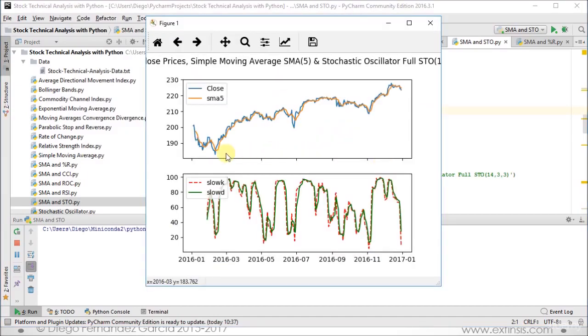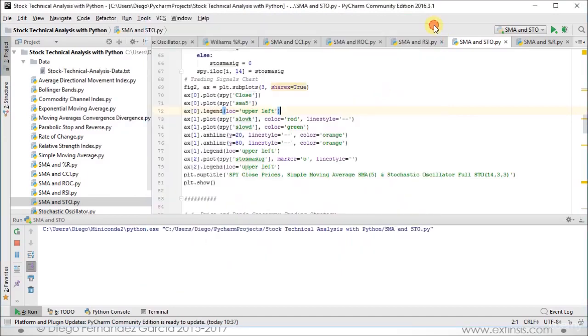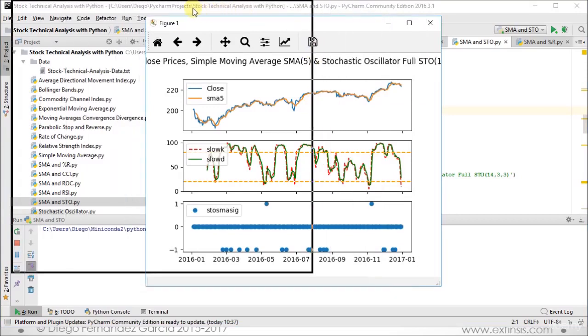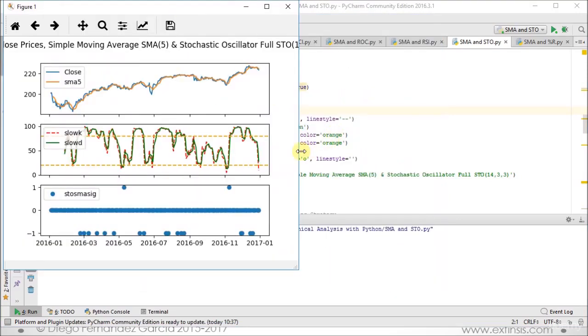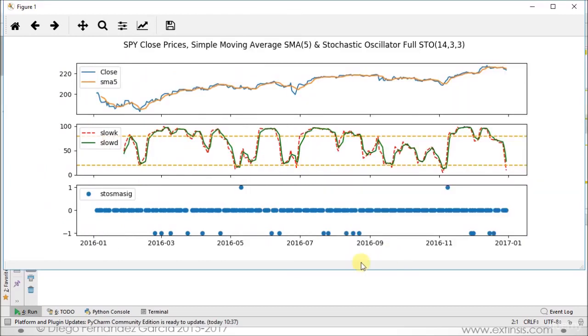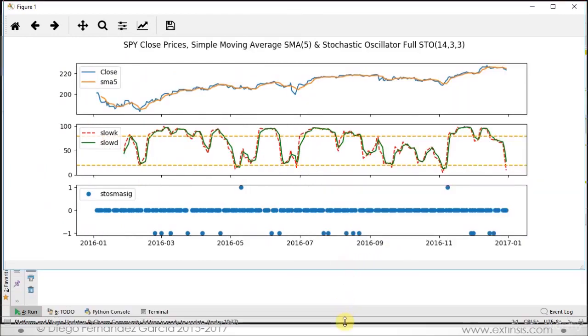So first we have the chart in which we have our close prices together with the simple moving average in orange, and then we have the oscillator below. So let's close this one, and we're going to focus on the one we just created in our code. So let's make it full screen manually because of the screencast. Excellent, all the way to the right, also all the way to the bottom.